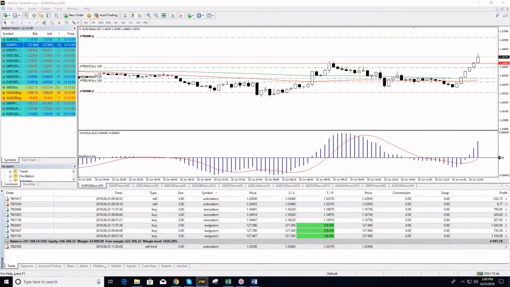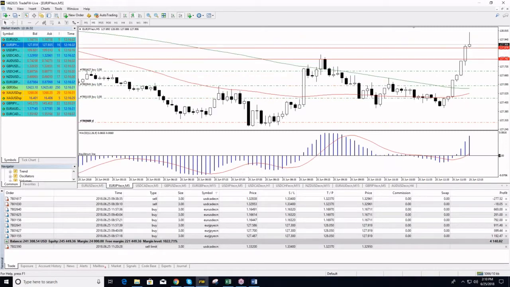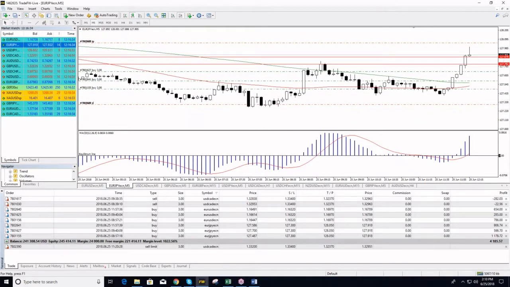Okay, guys, welcome back again. So we are currently watching the euro-dollar trade. Currently our profits are a bit more than $4,000. We have entered a third trade on euro-dollar and on euro-yen, as you can see here. Both trades are doing okay.